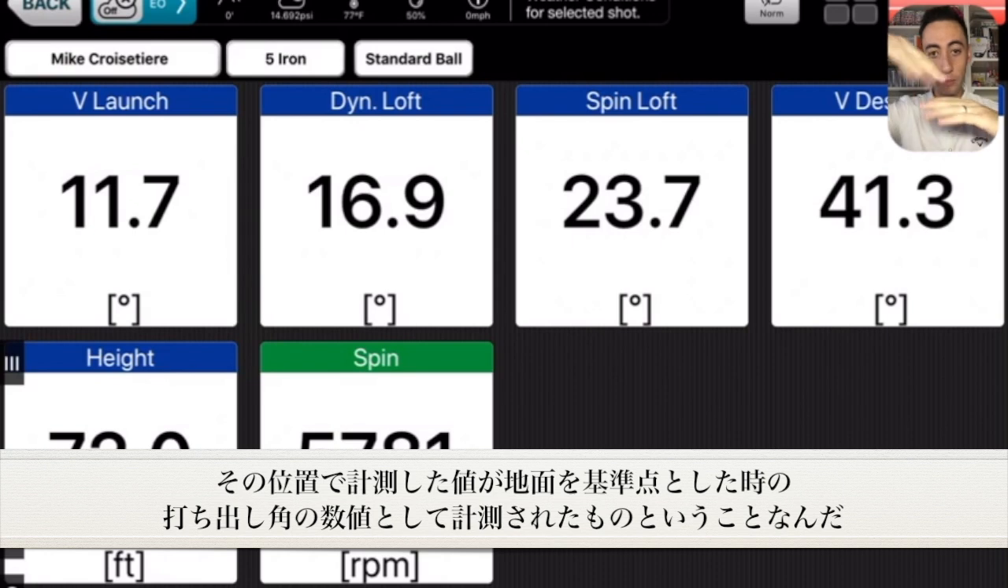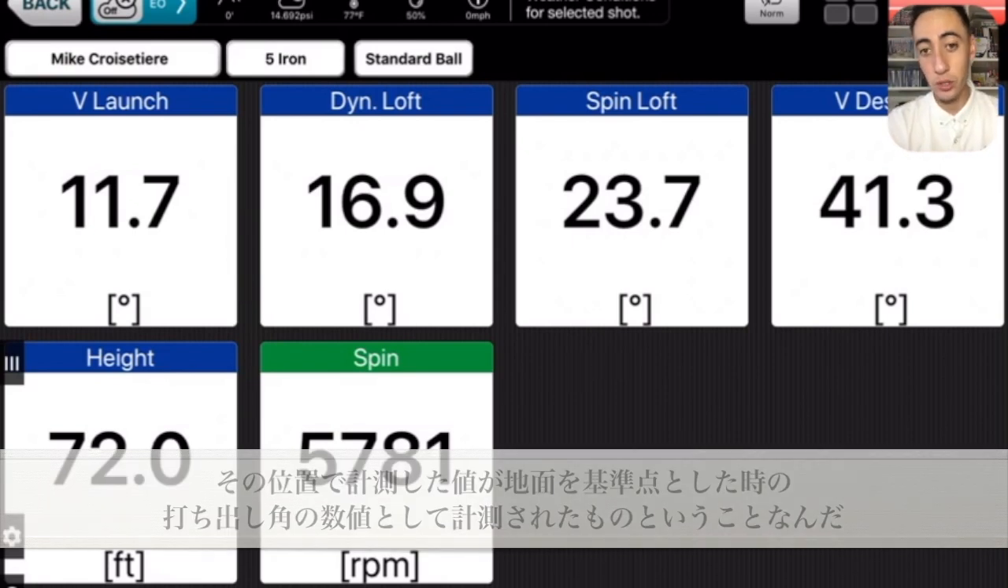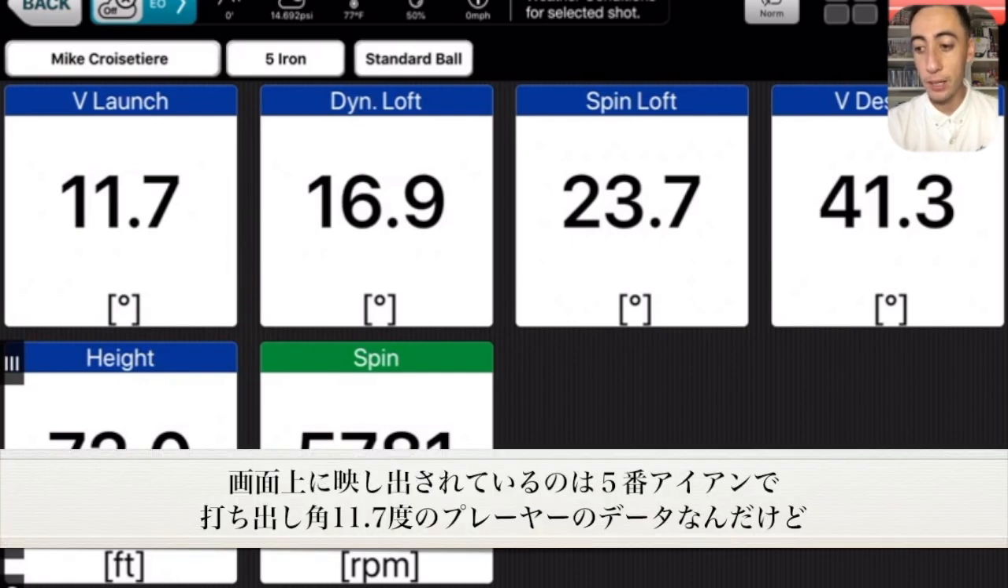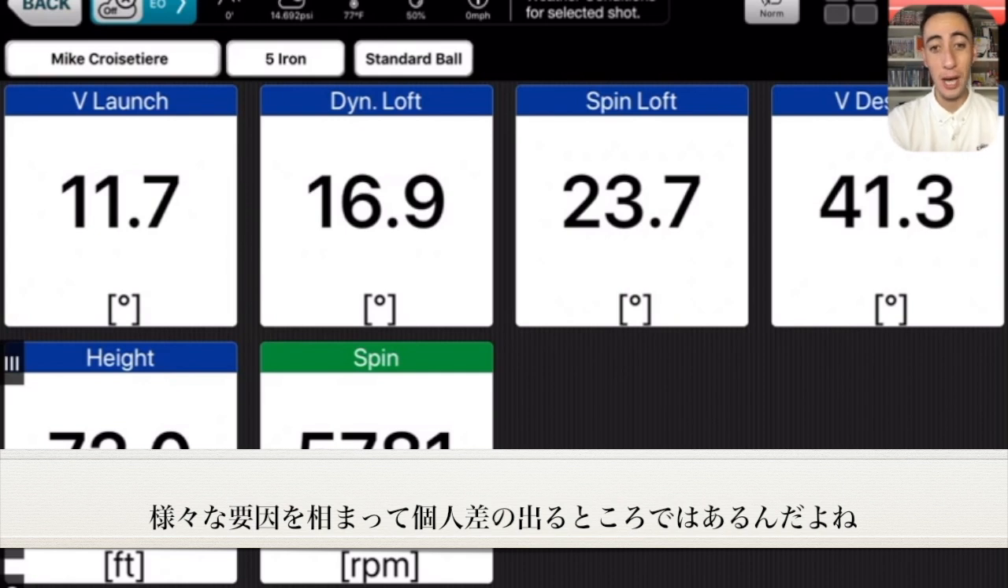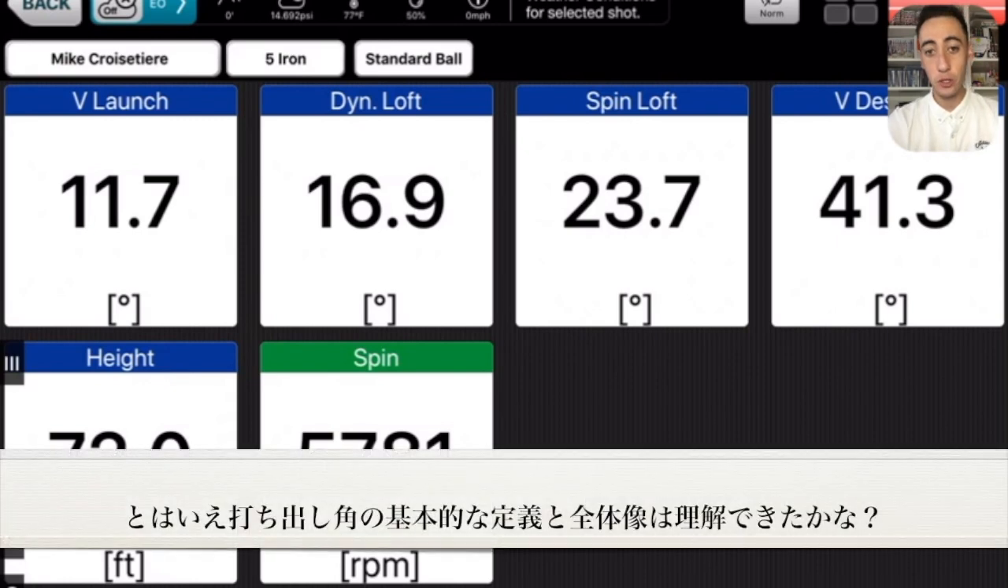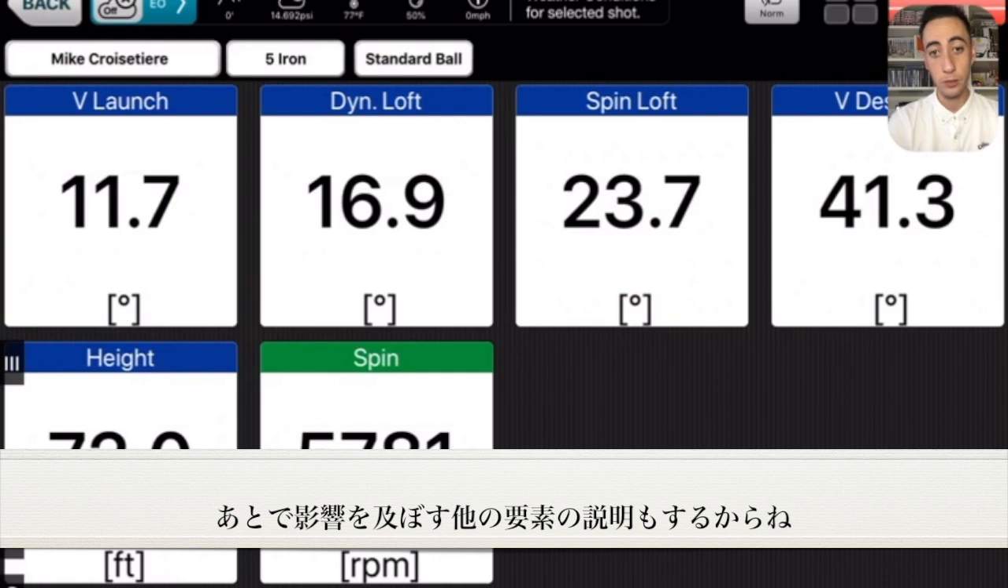Whatever angle the golf ball is launching on, relative to the ground, that will be your vertical launch. In this particular case, this player was hitting a 5-iron and launching at 11.7 degrees. Now, that's actually kind of low for a 5-iron. Again, it's really dependent on the player's club head speed, what shot, and what trajectory you're trying to hit. Obviously, all that comes into play, but just realize that's the basic definition of vertical launch. There are some parameters that you would want to follow. We'll go over a few of them a little bit later on in this video, but we should have already gone over some of these if you're tracking vertical launch.